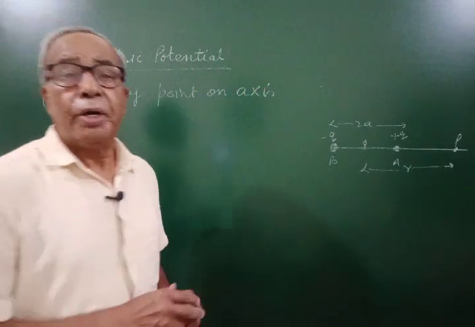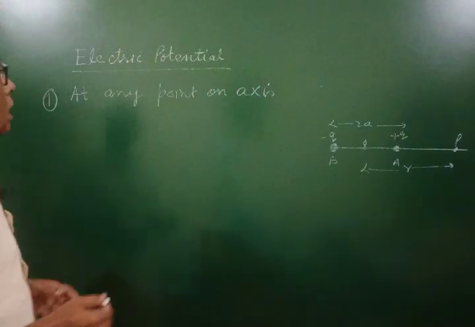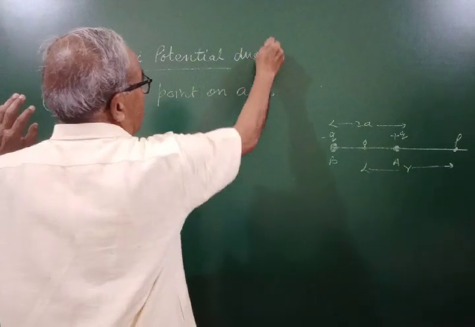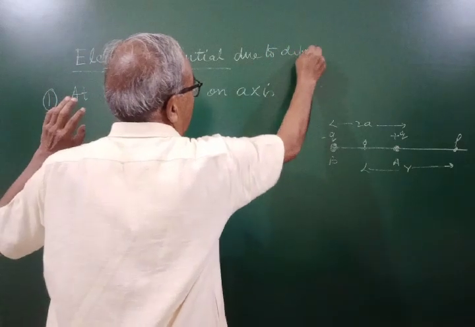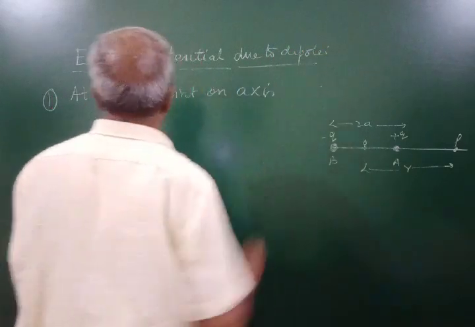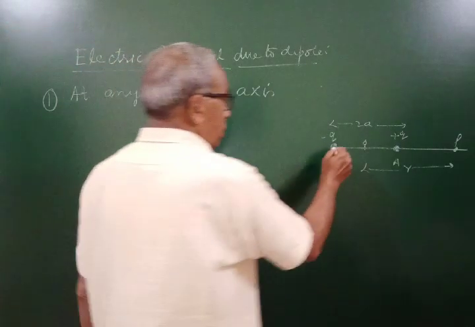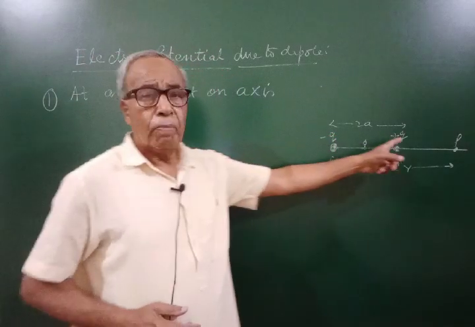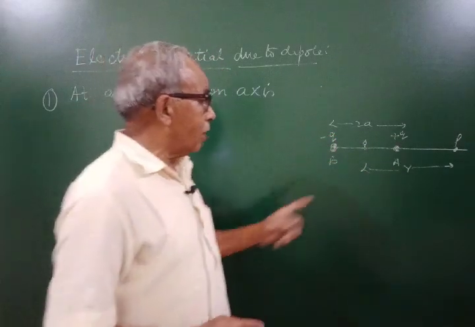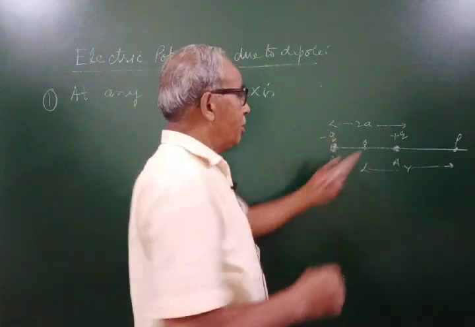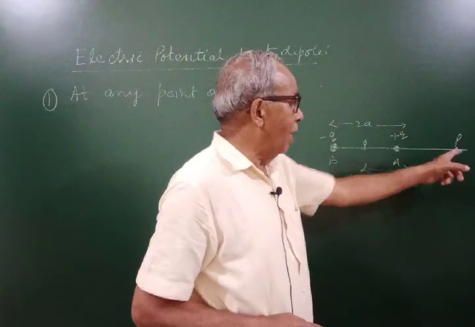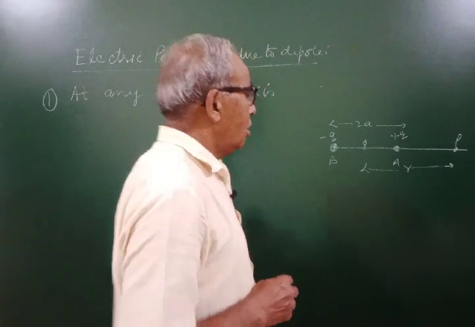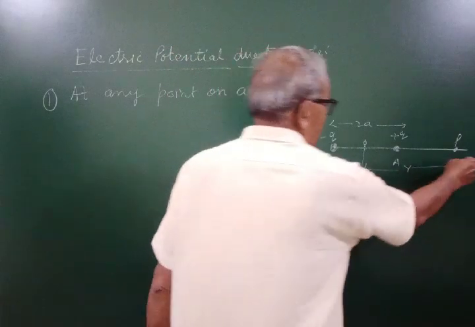Yes, dear students, in this video I will discuss the electric potential due to a dipole. Number one, at any point on the axis. Here in this figure, charges +q and -q are placed at points A and B, separated by distance 2a. Point P lies on the axis at distance r from the center.